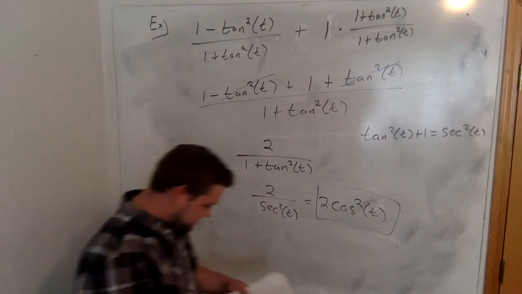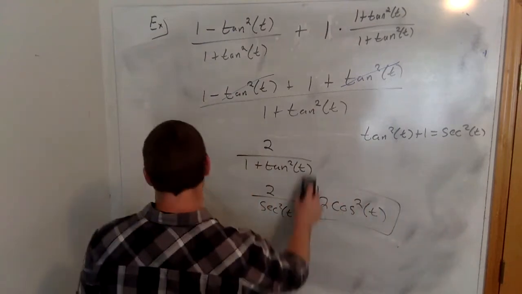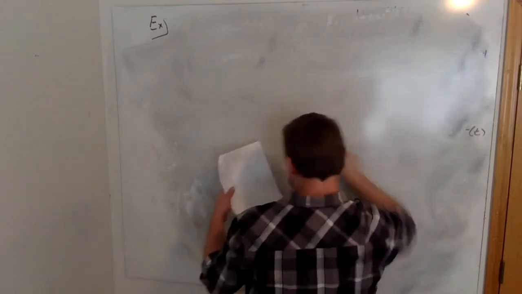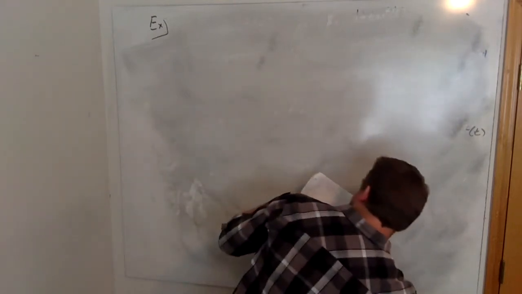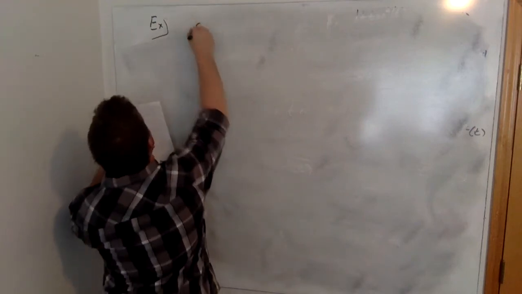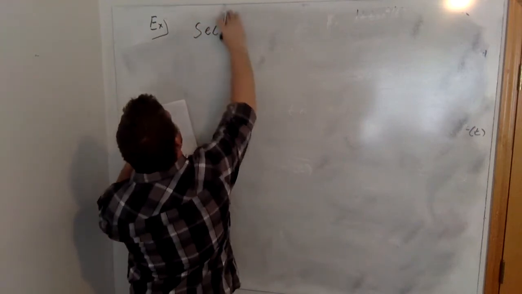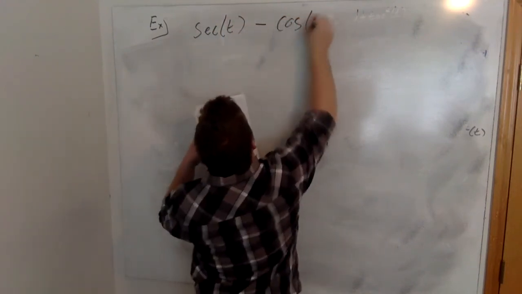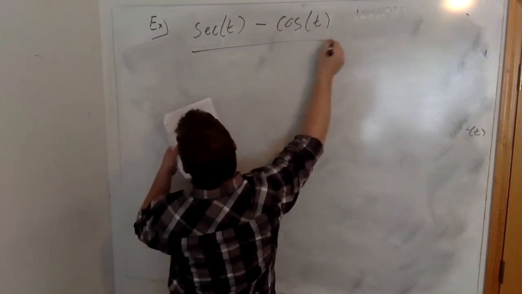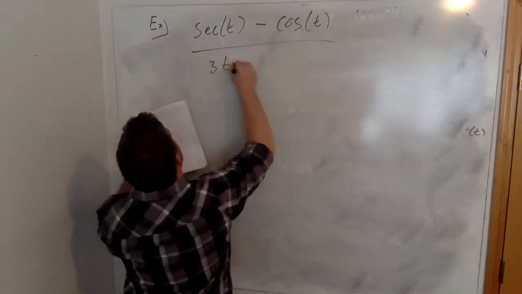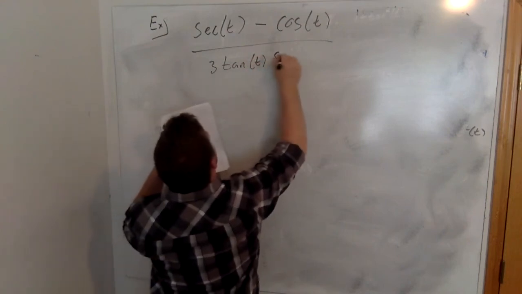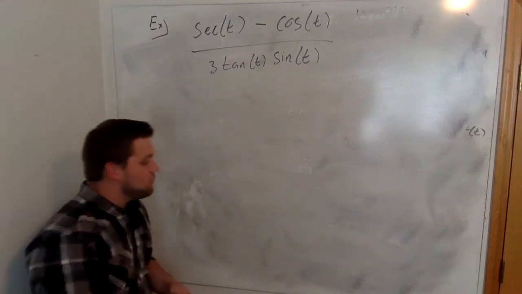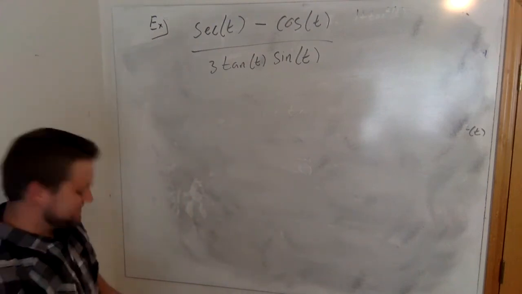Okay, fun. Let's see. Looks like I have another one that looks like something fun we could try. Okay, let's say we have, how about secant of t minus cosine of t, how about all over 3 times the tangent of t times the sine of t. Go ahead and pause the video and give this one a shot.